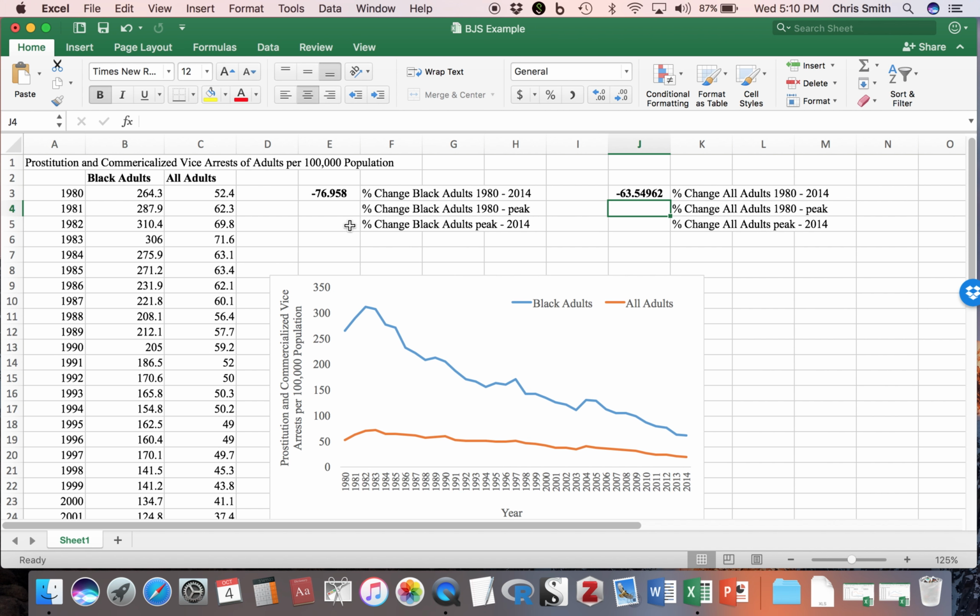Now let's finish the last two questions. Question number 2, what was the percent change from the earliest data point to the highest data point? The highest data point for Black adults was 1982.